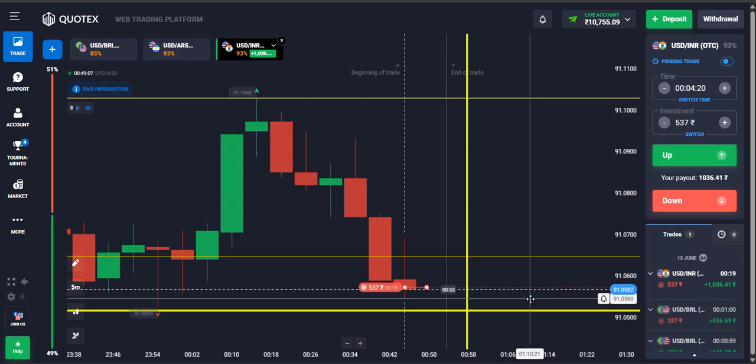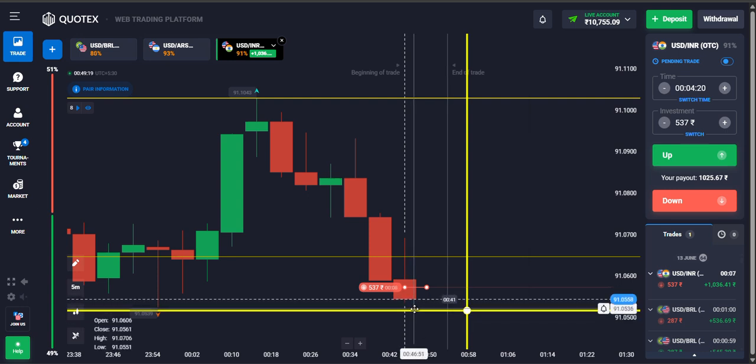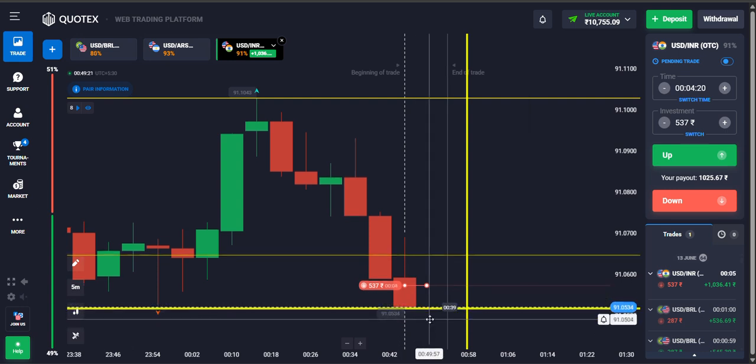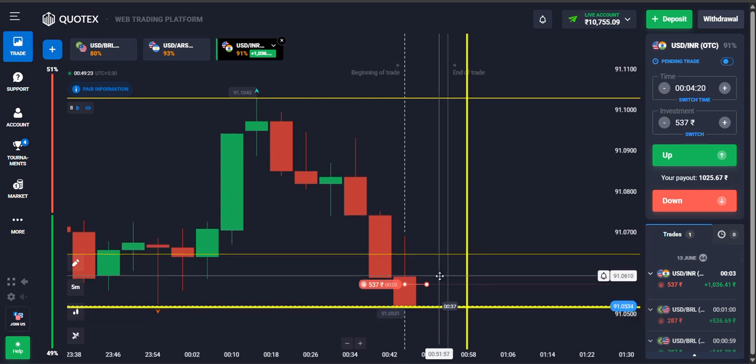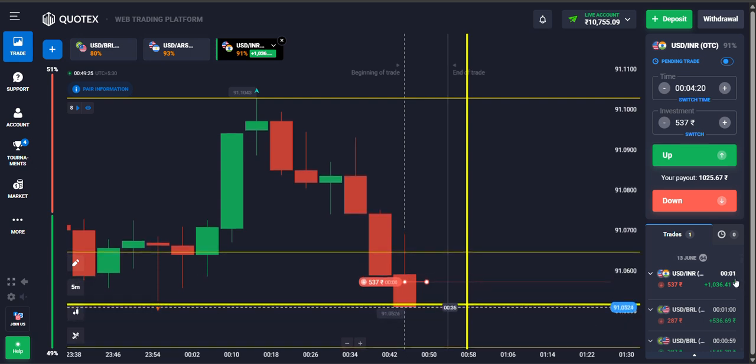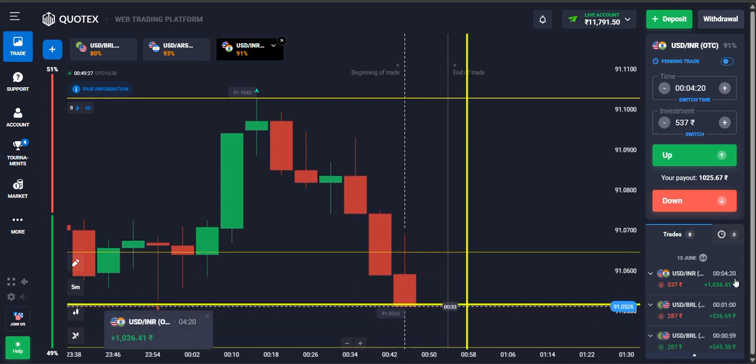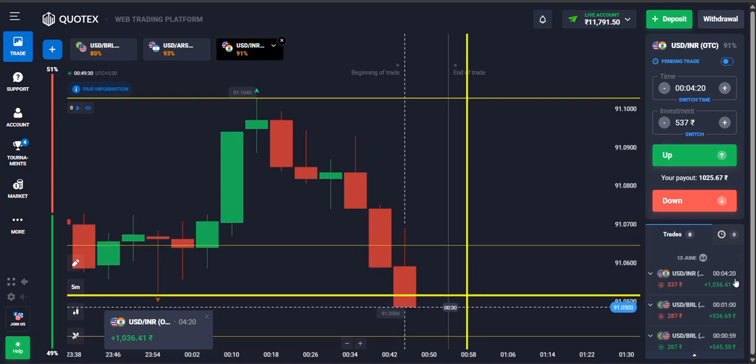The pressure should continue for the next 19 more seconds, 15 more seconds, and that should give us a win. Right. So 10 more seconds, and it should touch this resistance. And right, it's touched the resistance, should go back up now. And hence, I have taken a trade which has given me a win. Let's hold on.